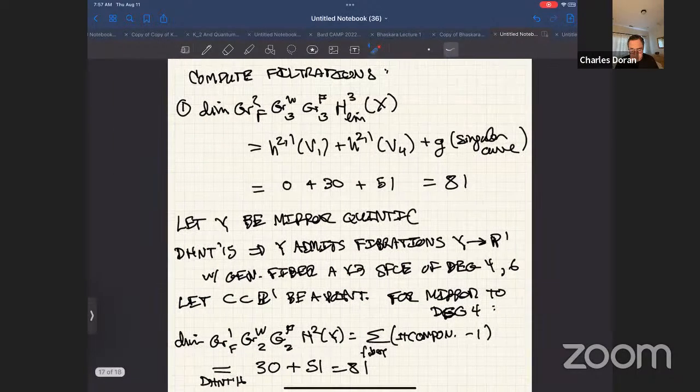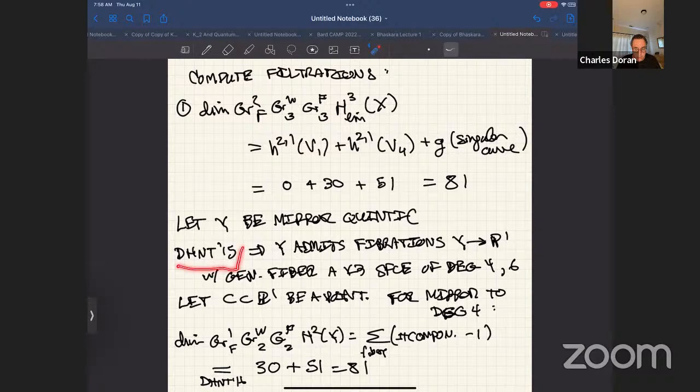Okay. And you can do it. You can compute the filtrations. If you do the Gr_F^2, Gr_W^3, Gr_F^3 of H^3 limit, it works out to H^21 of V1 plus H^21 of V4. This one's rigid, so nothing. This one actually has 30 plus the genus of a particular singular curve, which is 51, and it adds to 81. You then do the mirror quintic.